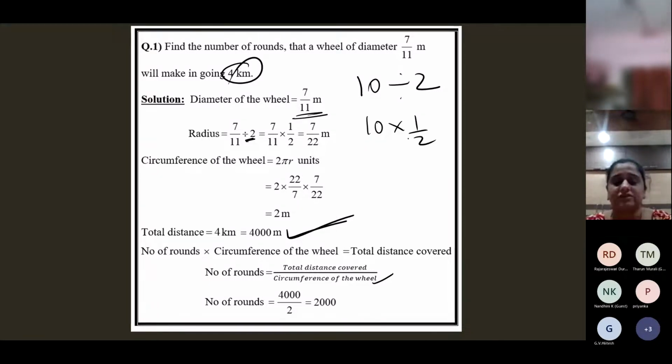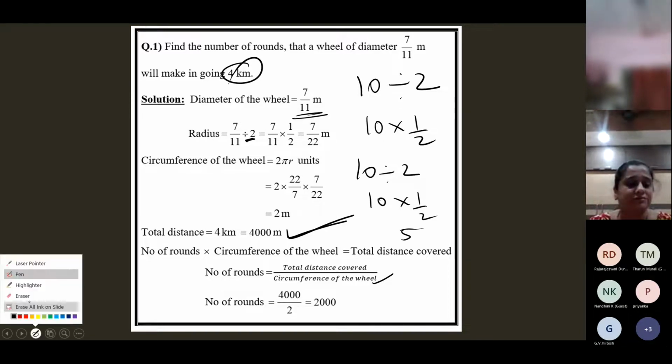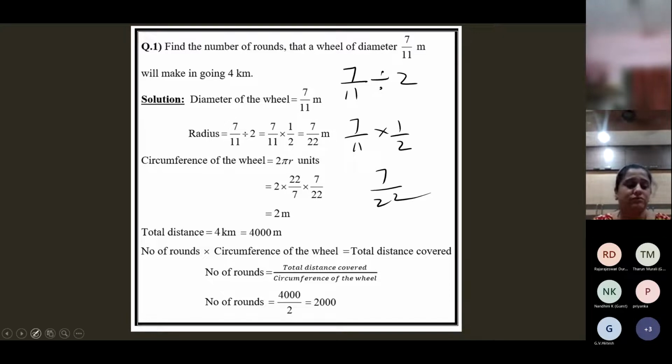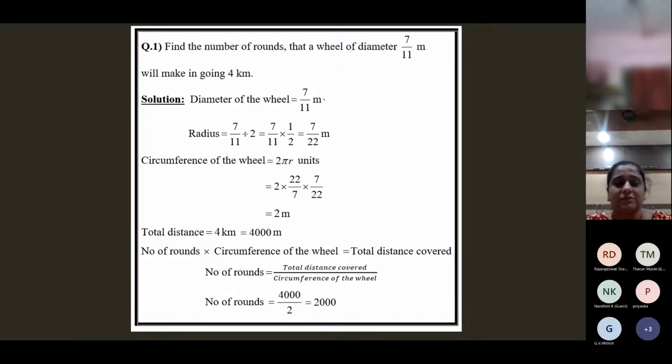So when the diameter is 10 meters or whatever, the radius will be 10 divided by 2, or 10 into 1 by 2, which is 5. Similarly here, what is the diameter? 7 by 11. Divide by 2 to get the radius. So 7 by 11 into 1 by 2 is 7 by 22. So see here, the diameter is given, find the radius, and hence find the circumference. On working out, the circumference is 2 meters.